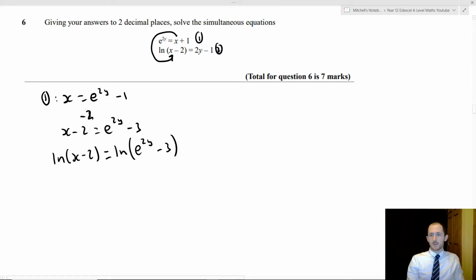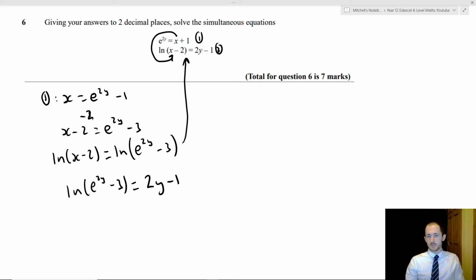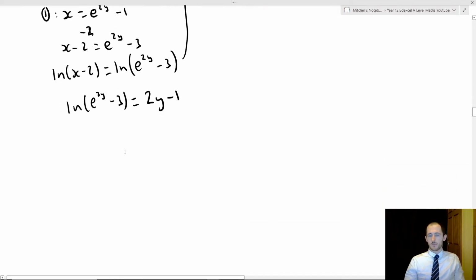Okay. So now I can sub this into here. So we have ln e to the 2y minus 3 equals 2y minus 1. Okay. So we can do a few things to cancel this out. I could raise everything to the power of e, which will get rid of log to the base e. So we have e to the 2y minus 3 equals e to the 2y minus 1.